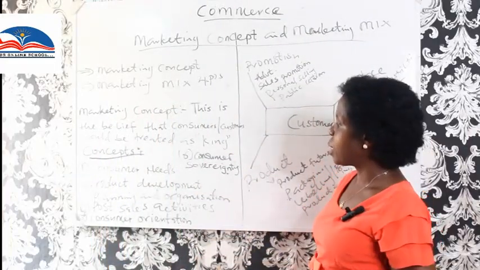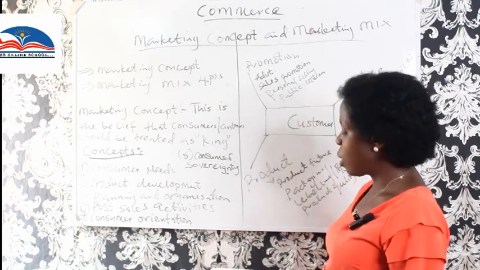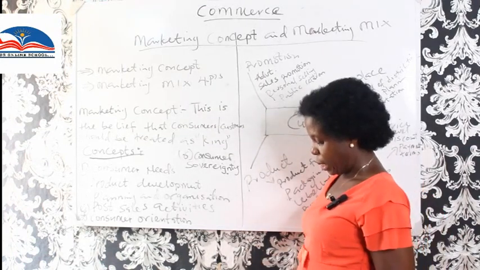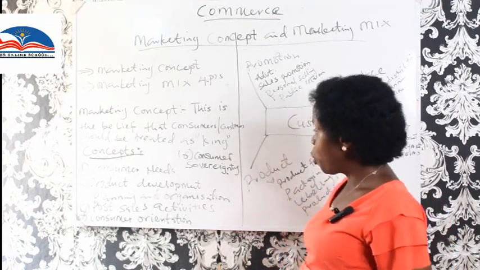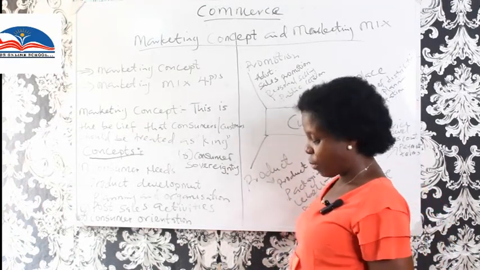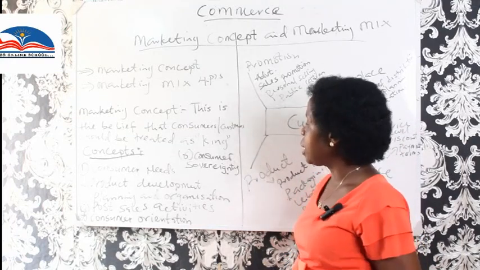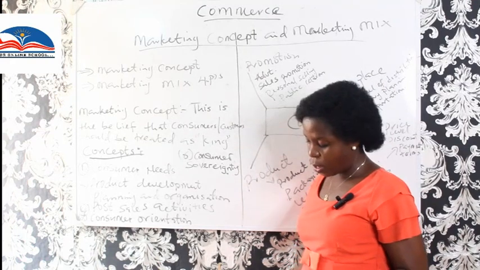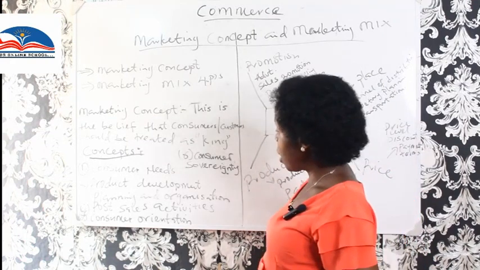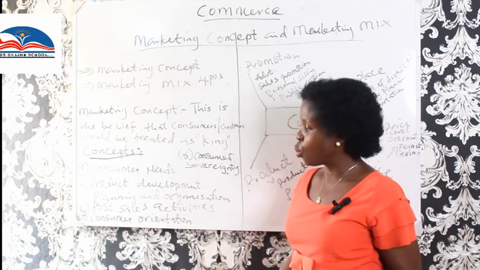Let's run through the concept again. Number 1 is consumer needs. You have to ask the consumer about the products they need. 2, product development. The development of products should suit the need of the consumer. And then 3, planning. The planning and organization of the marketing program should be centered around the consumer.